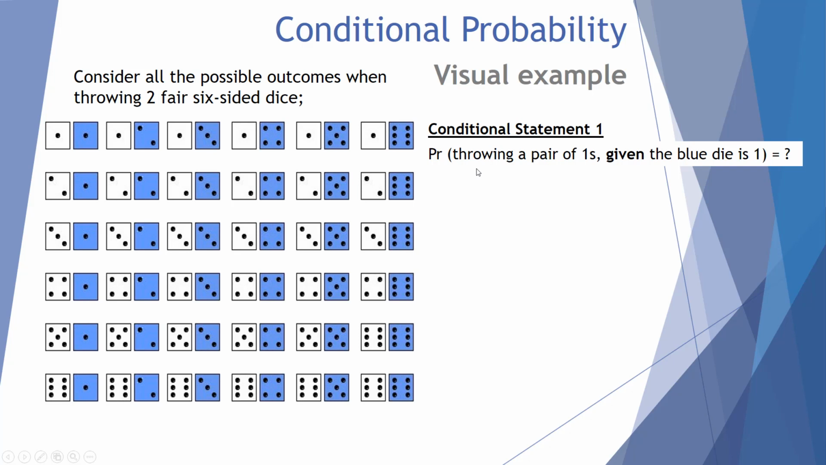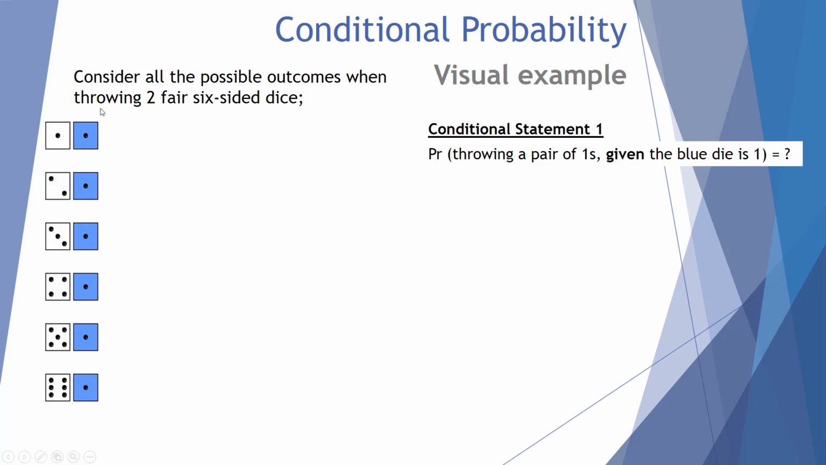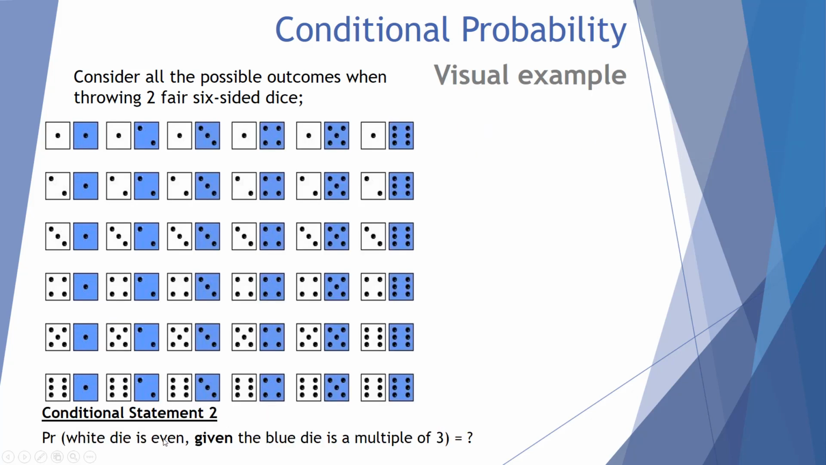Again, what's the probability of throwing a pair of ones? However, in this situation, we're stating that given the blue die is a 1. So here we've got 36 possibilities, but if we state that the blue die has to be a 1, then suddenly we're reduced to only 6 options. And now the successful outcome of throwing a pair of ones when the blue die is a 1 is only 1 in 6 probability.